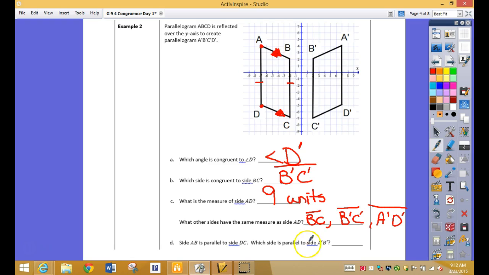So which side is parallel to side AB prime? Which one is parallel to AB prime? What is it? DC prime is parallel. Right here. Okay.